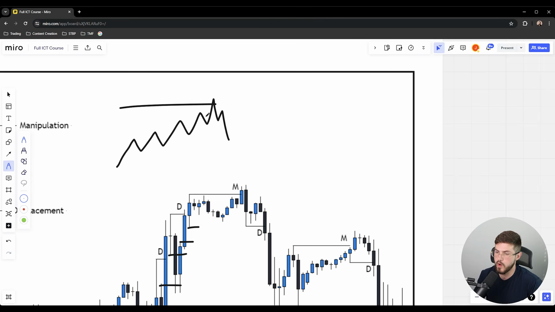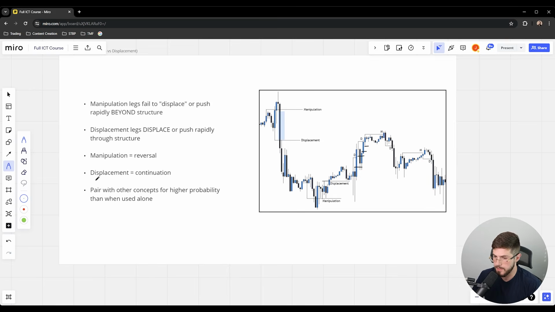Now, if you just use one or the other, it's lower probability. And at the end of the day, we want to make sure that we're taking the highest probability setups. And not only are we going to pair manipulation and displacement together, we're going to pair it with other concepts like fair value gaps, time and price, and numerous other things that we're going to talk about in this video to get higher probability than when used alone. Now, this is where most ICT traders struggle, because they know all these concepts, but they don't know how to put it together. And that is what inspired me to put this video together, so you just have the one video to finish everything off and to put everything that you've learned together.